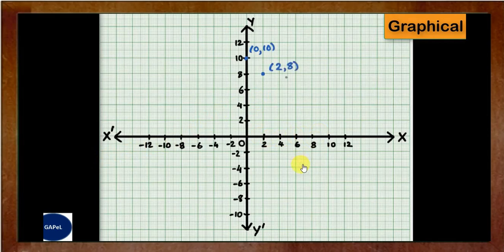Okay, so if you have a problem in plotting these points, for example the first point was what, 0, 10. So x is 0 and y is 10. So this is my 0 and y is 10. That's why my point is over here. Second point is 2, 8. So where is my x? Always remember, the first one is x and the second one is y. Okay, so x is here 2 and y is 8.